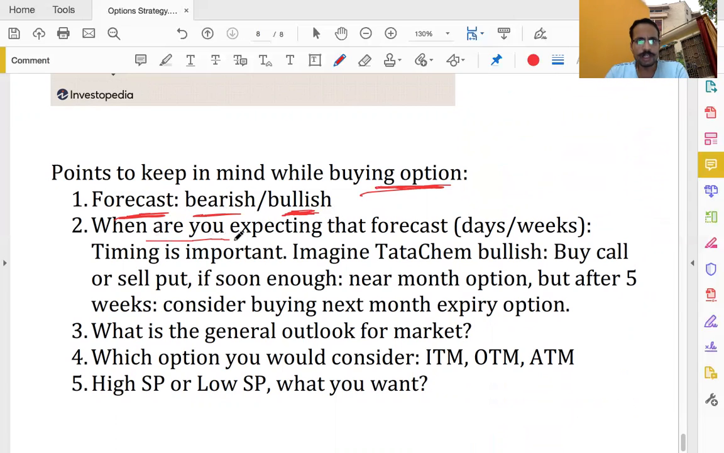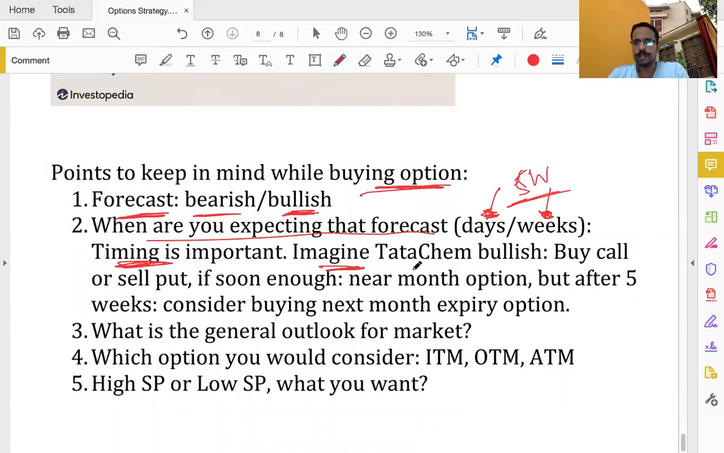When you are expecting that forecast, is it days? Is it weeks? Right. So if you are expecting that it is going to go bullish in the next few days only, then you will buy the next week call. And if you are thinking that it's going to take more than 5 weeks or something, then you are going to buy a next month call, because in the market your call options are available for an expiry of 1 week, 2 week, 3 week, or even months also. Timing, that's why, is important.